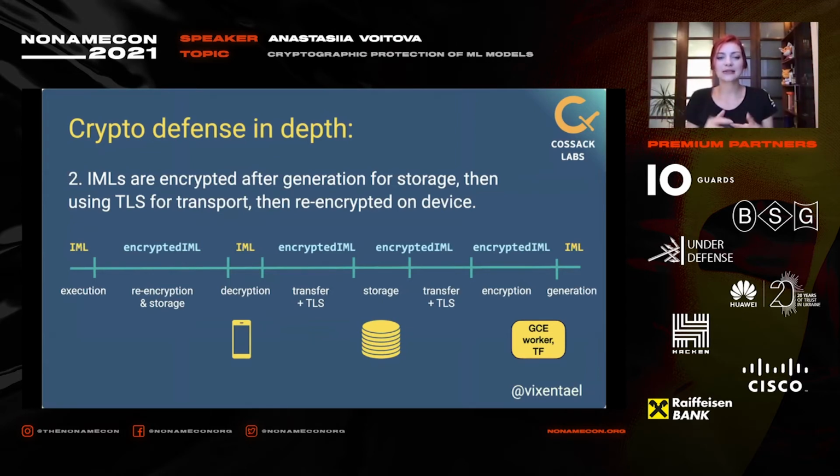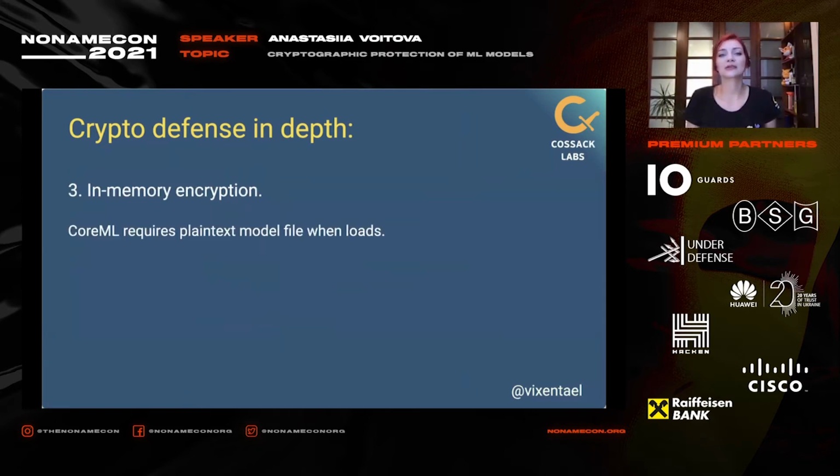As you can see from this example, the lifetime of a plain text individual machine learning model is quite limited, right? In plain text, those models live only during generation, during decryption on the mobile side, and re-encryption luckily, and during execution. And the execution part, when the mobile application executes the machine learning model, is complicated because most frameworks, like CoreML for example on iOS, require the machine learning file to be in plain text, right?